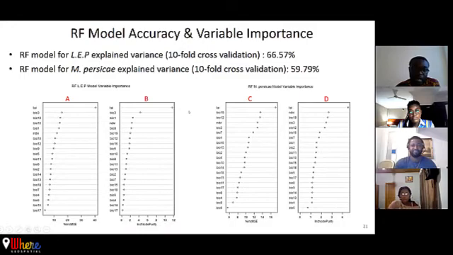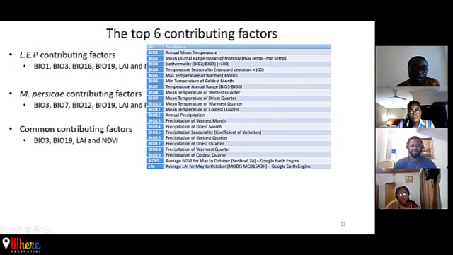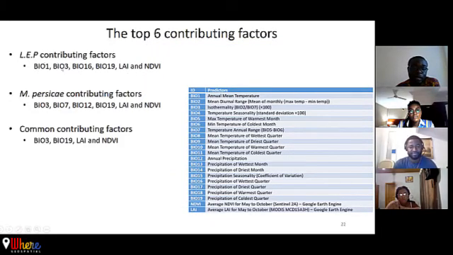So here I came up with this list for LEP. Here are the top 6 predictors that I found after random forest modeling. And for M-Pesica, here are the top 6. As you can see, it includes NDVI and LAI. In fact, LAI was the top for LEP and as well for M-Pesica.